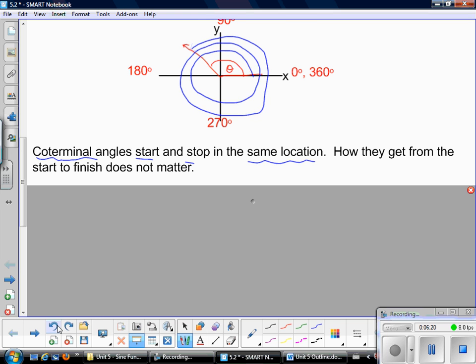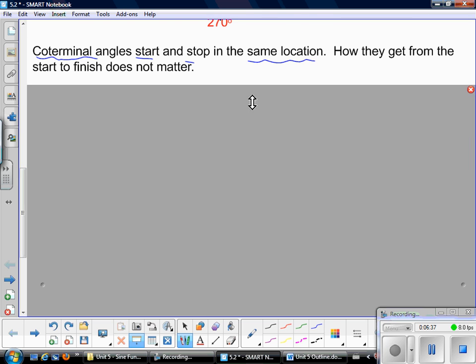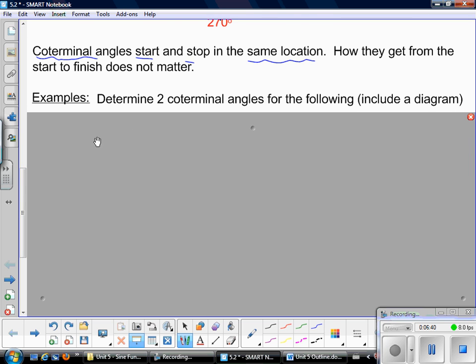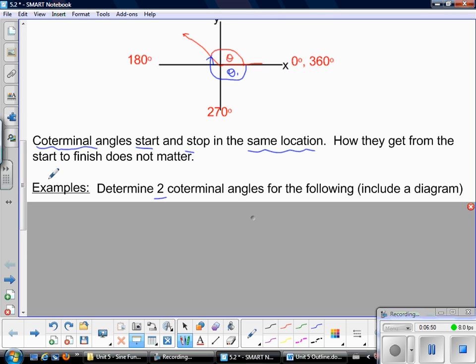Or I could have gone this way, starting in the same place, going around here and stopping there. And so this theta here, which is slightly different than this one here, are actually coterminal. So this is the type of question we would be expected to answer. It says determine 2 coterminal angles for the following and include a diagram. So the type of diagram that we would include, and we'll do this together, would be something like this.